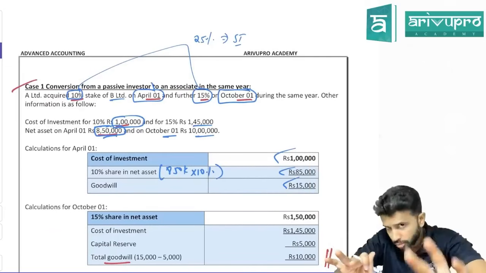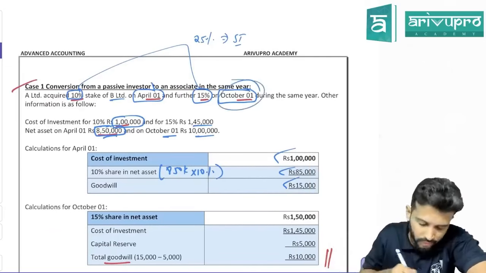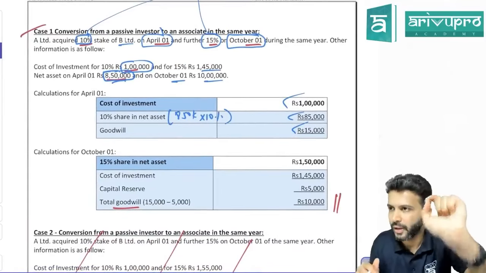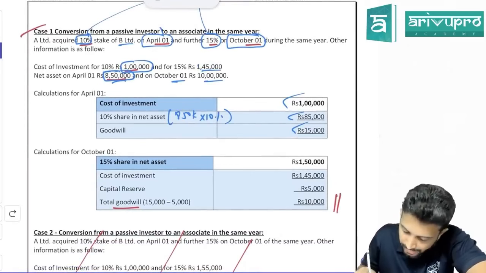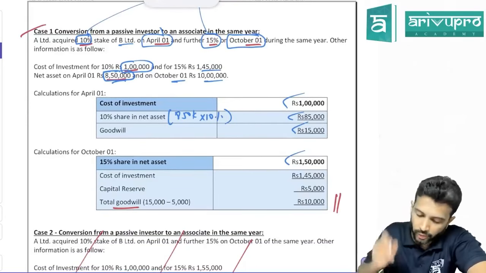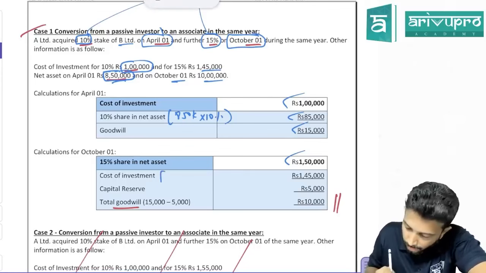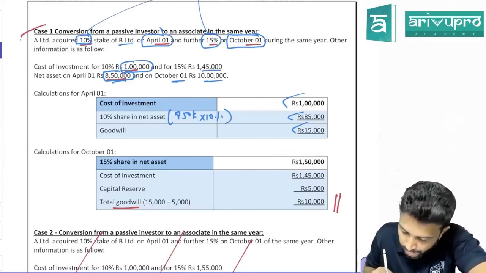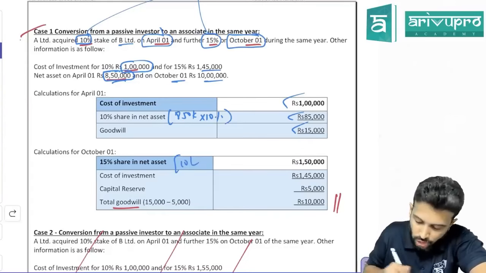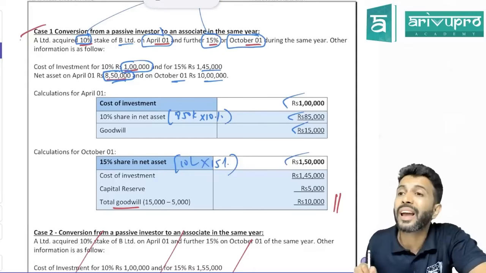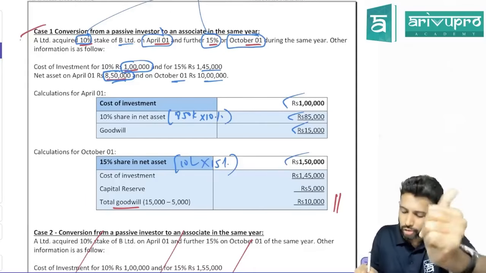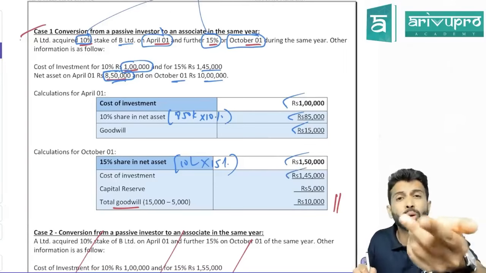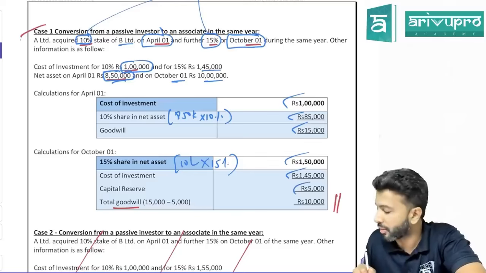Now like this you do it for each step. First step over. Once more did you acquire? Yes, on 1st October, 15%. So again repeat the step for 15%. The cost of investment for 15% is 1,45,000. On 1st October, net assets was 10 lakh. You acquired 15%, so your share of net assets is 1,50,000. Keep it in the same format. Your share of net asset is 150, but your cost of investment is 145. So this time you're getting a capital reserve of 5,000.